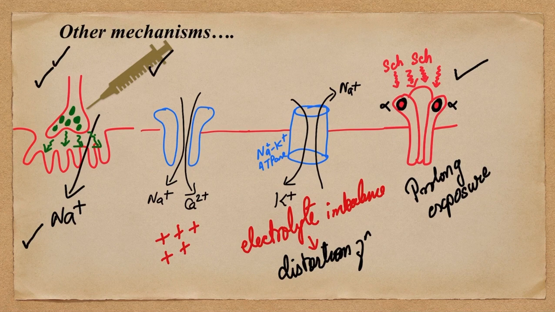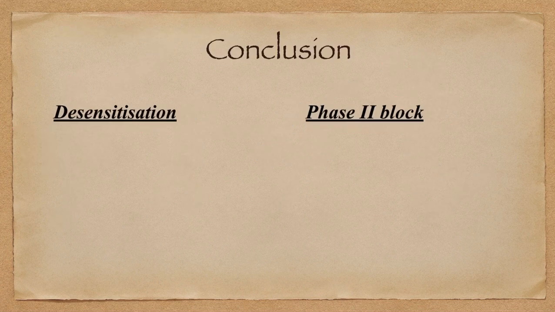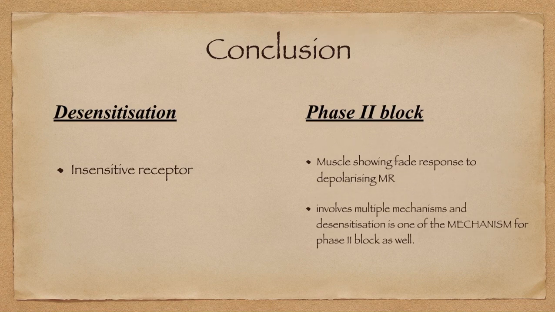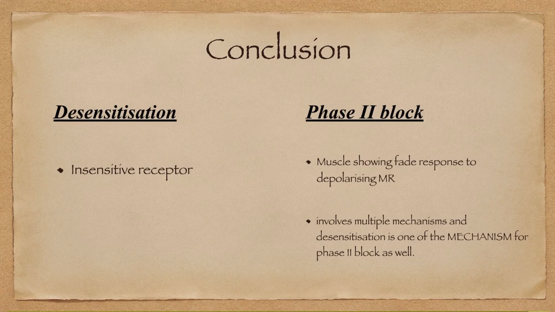So now you have understood that phase 2 block and desensitization, which were frequently used interchangeably, are not the same, and desensitization is just one of the many mechanisms of phase 2 block. In conclusion, desensitization is the acetylcholine receptor being insensitive to agonist, and phase 2 block is muscle showing fade response after administration of succinylcholine, and that can be due to multiple mechanisms, and desensitization is just one of the mechanisms of phase 2 block. So this was about desensitization and phase 2 block. Hope you have got clarity of the concept.